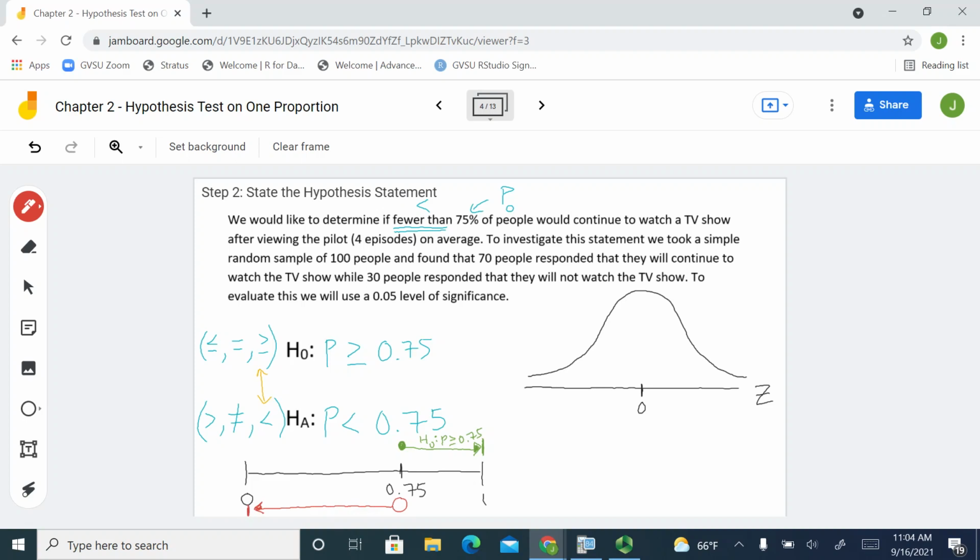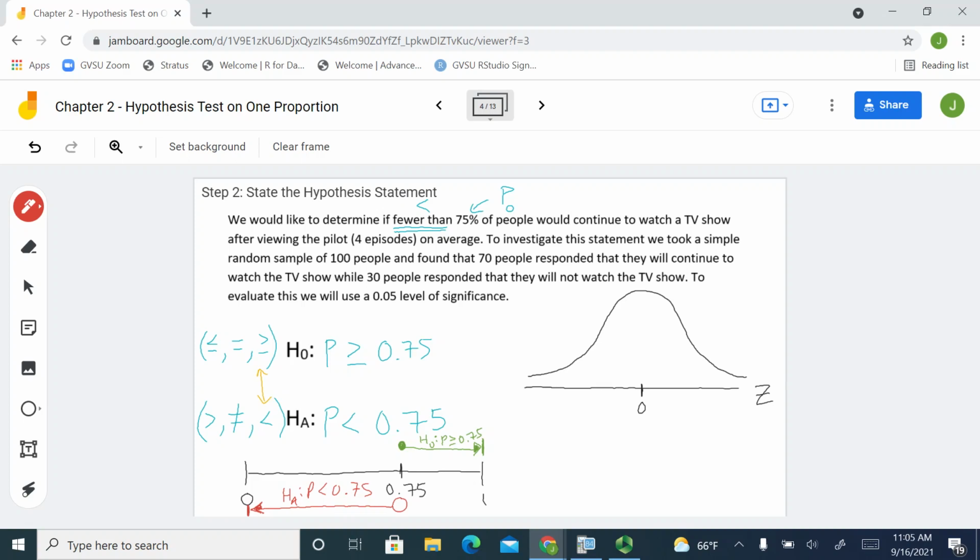And again, it can't be below 0, so I'm putting a little vertical line right there so we recognize that. And this is representing H sub A, where P is less than 0.75. And if you look at this picture on the number line, these are all the possible values that the population parameter could take on. And we're really asking the question, is the population parameter greater than or equal to 0.75, or is it indeed less than 0.75 for the alternative hypothesis? Only one of those 2 statements can be true. In other words, only one of those 2 statements can have evidence that supports it.